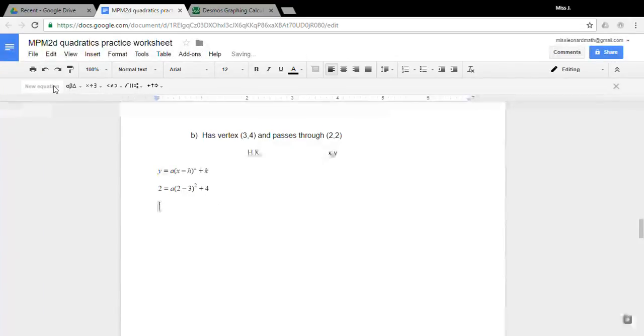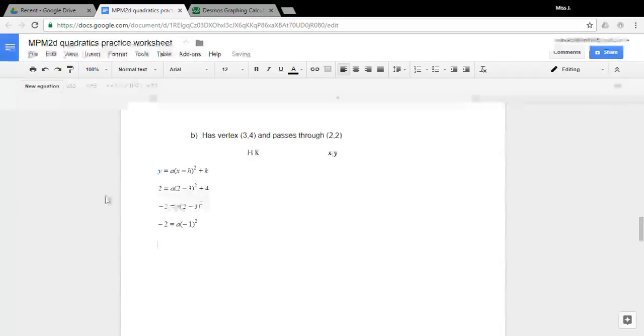So 2 minus 4 is going to give me negative 2 equals a, and then I've got 2 minus 3 squared. If you want to get rid of those brackets first, you could also do that. So I'm going to try that next. 2 minus 3 is giving me -1.